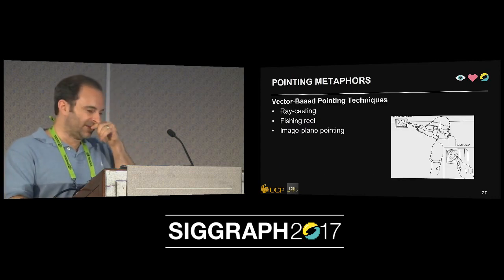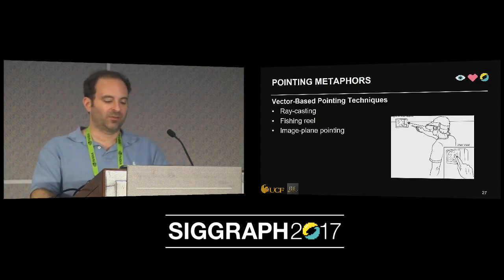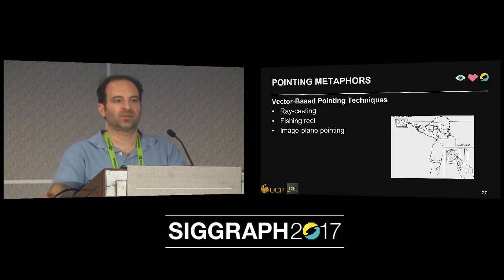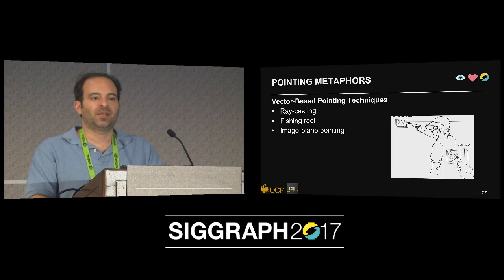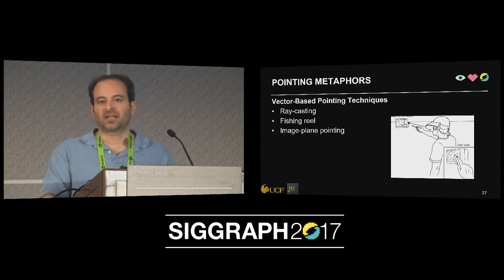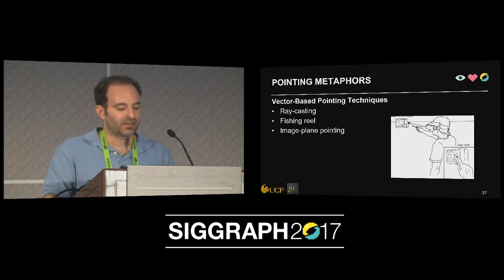Now, when we think about pointing, we typically think about vector-based pointing techniques, and that is as simple as it sounds. You have a vector emanating from your tracking position, let's say your hand, and you use that to do your selection. There are a couple of different ways to do this: there's ray casting, there's a technique called fishing reel, and then there's image plane pointing. So let's talk about those.